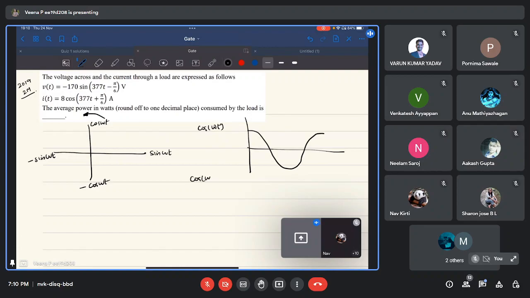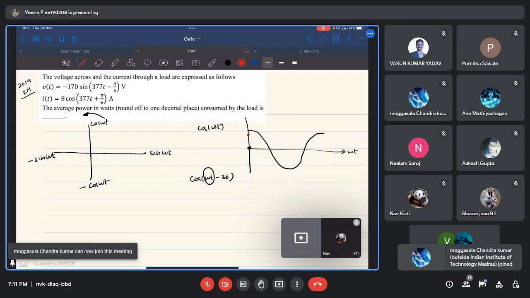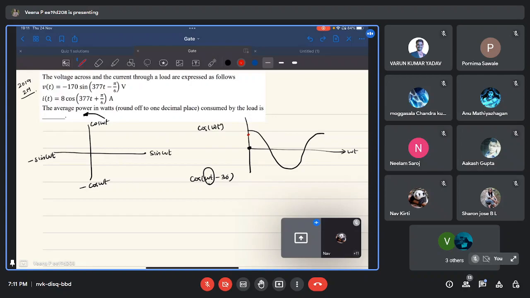What will cos omega t minus 30 degrees look like? You substitute omega t as 0. That is at this point. When omega t is 0, cos minus 30 is the same as cos 30, which is 0.866. So that will come here. Now put omega t as 30 degrees. At 30 degrees, cos 30 minus 30 will be cos 0. Cos 0 is 1. So at 30 degrees, your cos omega t minus 30 is 1.